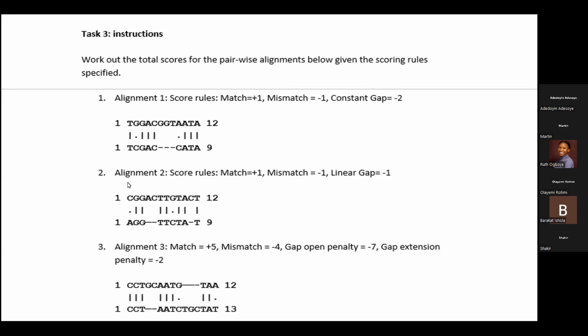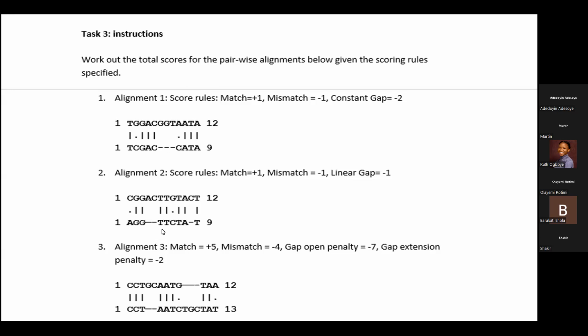Okay, moving on to the second one. The second one we have match +1, mismatch -1, the linear gap -1. So for the matches, we have 1, 2, 3, 4, 5, 6, 7. We have 7 matches. So that's 7, right? And then in mismatch, we have 1, 2. We have 2 mismatches. That's 7 minus 2.